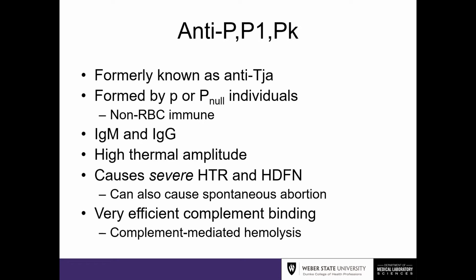Because anti-P1Pk often has IgG components, it can cross the placenta and cause severe HDFN. It can also cause spontaneous abortion, usually within the first trimester. It is very efficient at binding complement, and complement-mediated hemolysis is to blame for the rapid destruction of incompatible red cells. This antibody can be difficult to identify as it will show reactivity with all panel and screening cells, but not with the autocontrol. It will likely cause ABO discrepancy as well, with extra reactivity in the reverse type.